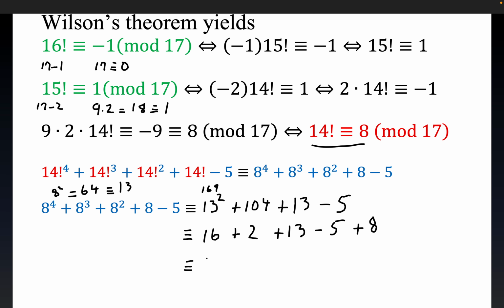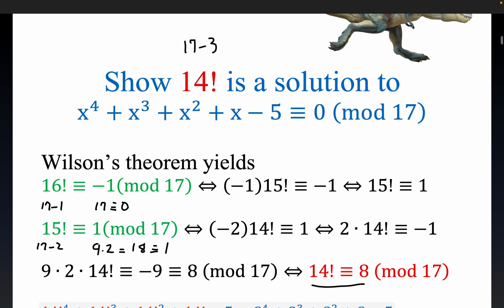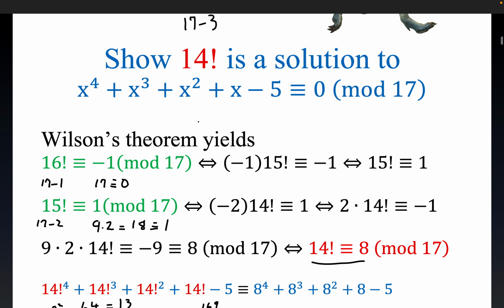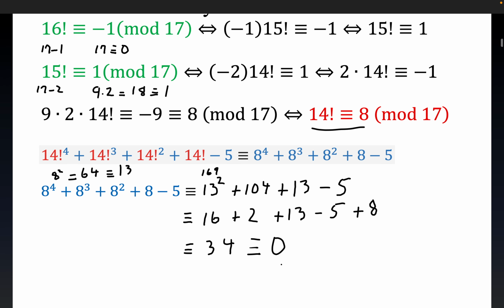Okay, 34. But guess what? That's a multiple of 17. So this is congruent to 0. And that completes what we're trying to do, okay? Because we wanted to show that 14 factorial is a solution to this, so we wanted it to reduce to 0 once we did all this work over here. And that's exactly what happened right here, folks. You could check my work, but it couldn't be an accident, I don't think. 34 is equal to 2 times 17, so it's congruent to 0. And I'll just write here, mod 17. Okay, so that does it.